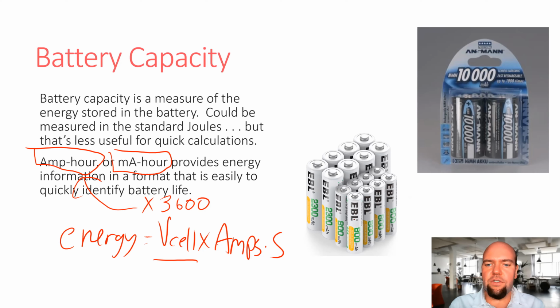For instance, looking at these AAAs, they have a capacity of 800 milliamp hours, which tells you immediately they could provide 800 milliamps for 1 hour, or they could provide 1 milliamp for 800 hours, right? There's lots of ways you can think about it, but it's very easy from that rating to identify how much current this battery will be able to provide and for how long. Same here, 2,300 milliamp hours. If I'm consuming 10 milliamps, it's going to last for 230 hours, right? It's very easy to quickly do these sorts of calculations.